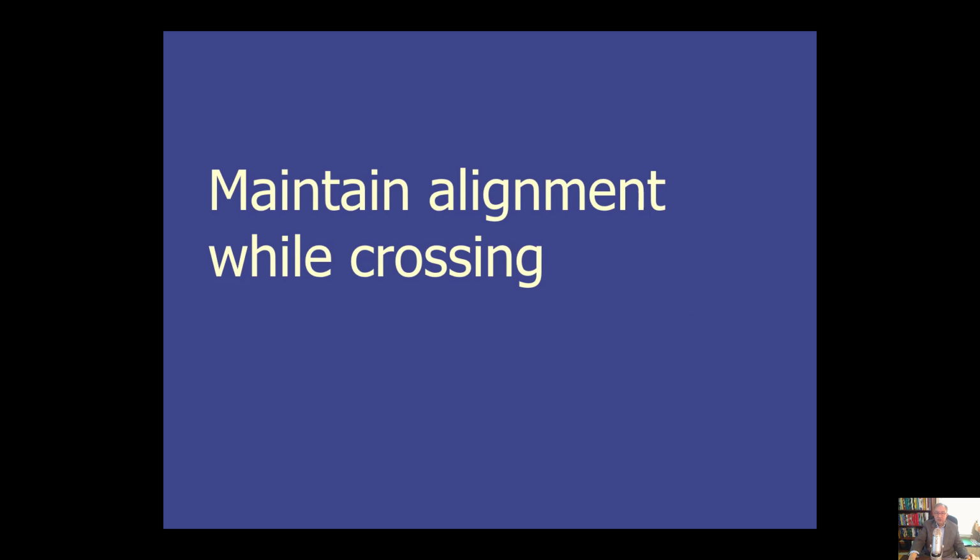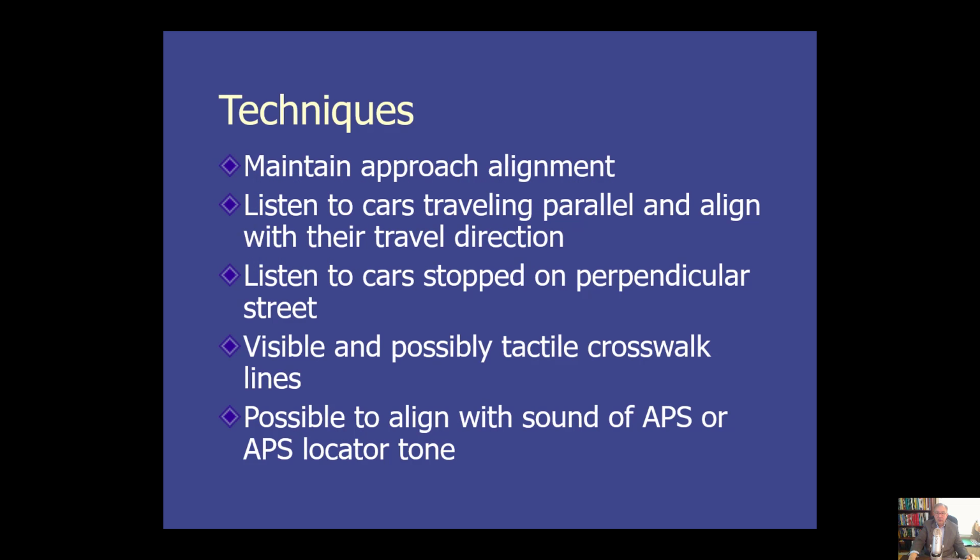Now, the individual has to maintain alignment while crossing, and there are lots of techniques for this. Of course, we want to maintain our approach to the corner the way we have at all of the intersections, not letting where the cane stops affect where we stand. We want to listen to cars traveling on the parallel street and align ourselves with their direction. We also want to listen to cars stopped on the perpendicular street because we want to be between the cars stopped on the perpendicular street and the cars on the parallel street.